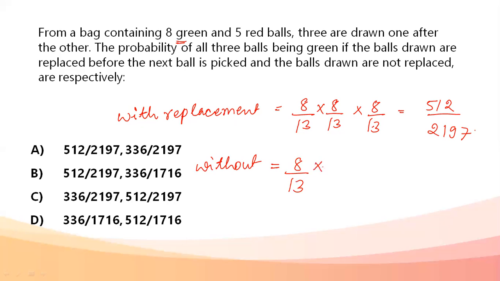Next, it is not replaced, so one green ball is reduced and the total number of balls is also reduced, becomes 7 by 12. Now again, it is not replaced, so one green ball is reduced, the total number of balls also reduces by 1. When you do this multiplication, it becomes 336 divided by 1716. So my answer is B, 512 by 2197, 336 by 1716. Okay, my answer is option B. Next question.